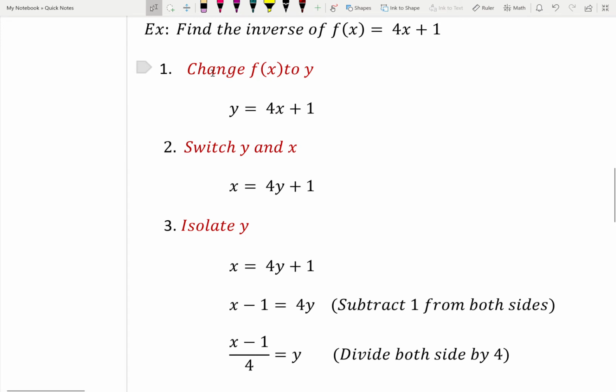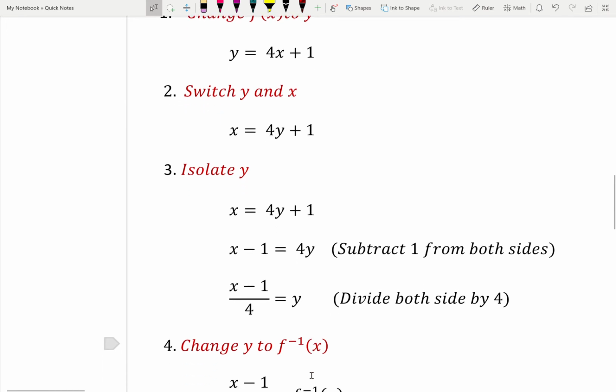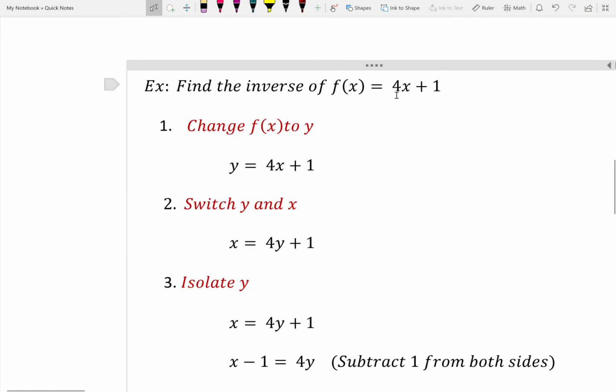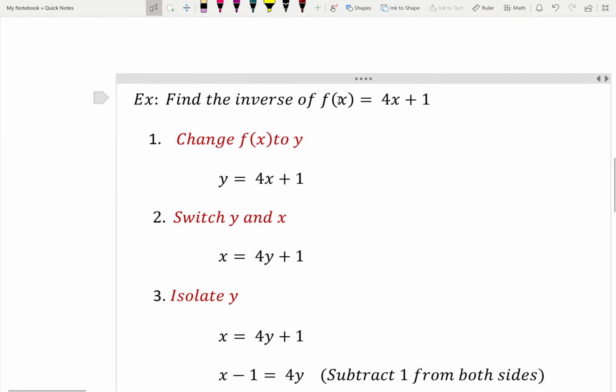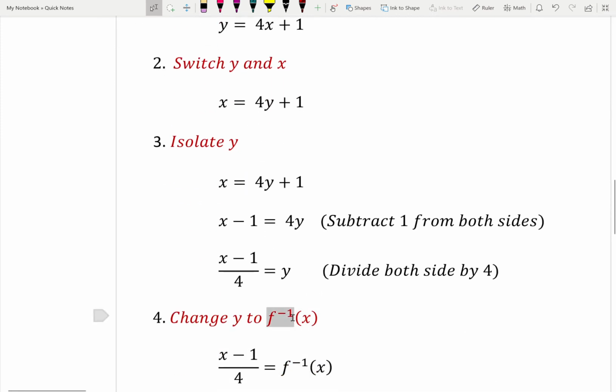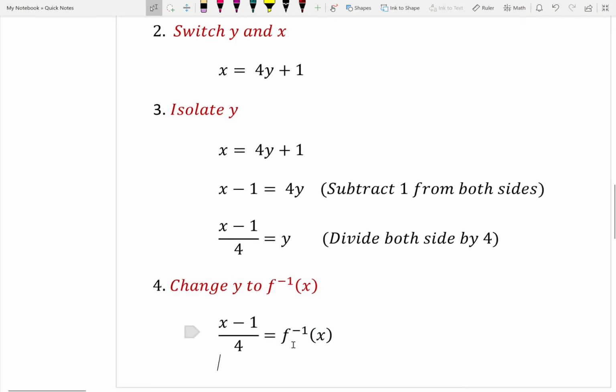So I told you there were 4 steps. Step 1, step 2, step 3. Here's the last step, and the last step is easy. Just change y to f inverse of x. I'm showing you that if 4x plus 1, if its name is f, the inverse is called f to the minus 1. I'm using this notation just to show you that this is the actual inverse of my original function, and I do that just by putting this minus 1 at the top. So this is our answer: x minus 1 divided by 4 equals f inverse of x.